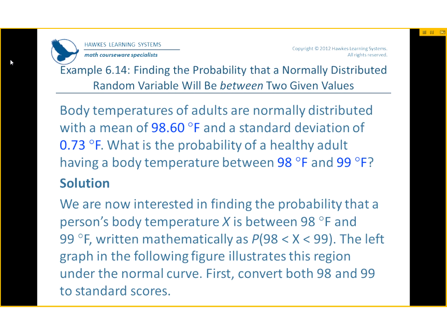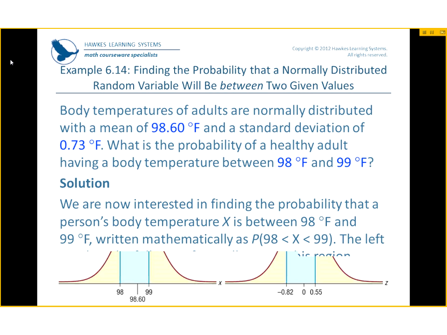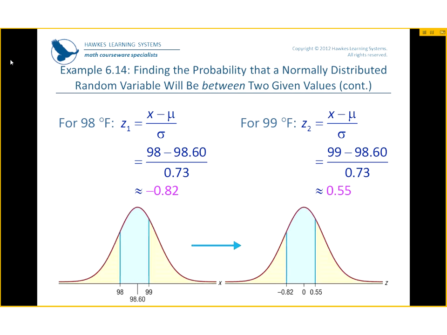All right, let's do it between 2 values. Your mean is 98.6. Your standard deviation is 0.73. What's the probability of a healthy adult having a body temperature between 98 and 99? Now we've got to do a between scenario. How would we do that? Well, we're going to have to solve for 2 z-scores.